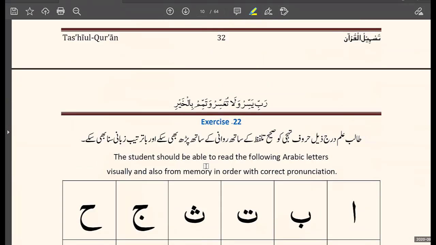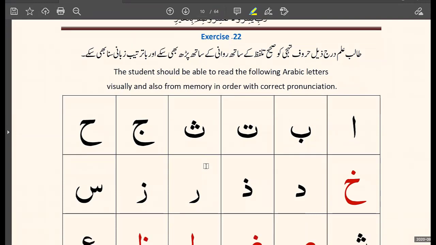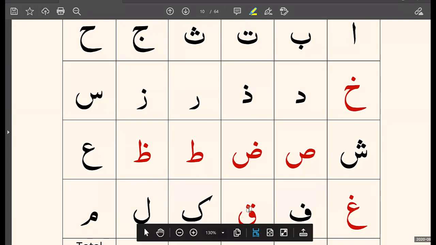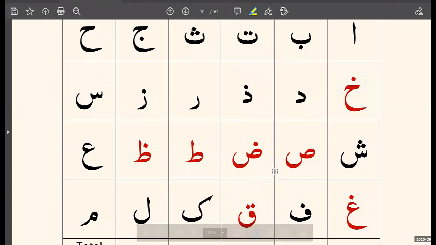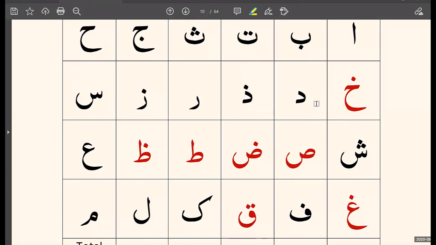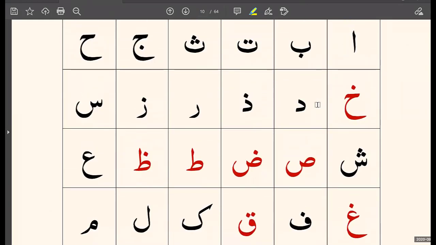It will continue. Now this time we start from right to left, and these 7 letters, kha, sad, dad, ta, za, ghain, qaf, have been color coded, meaning they will always be pronounced with a thick, heavy sound, whatever vowel comes on these letters. So these are the 7 letters, out of the 29.